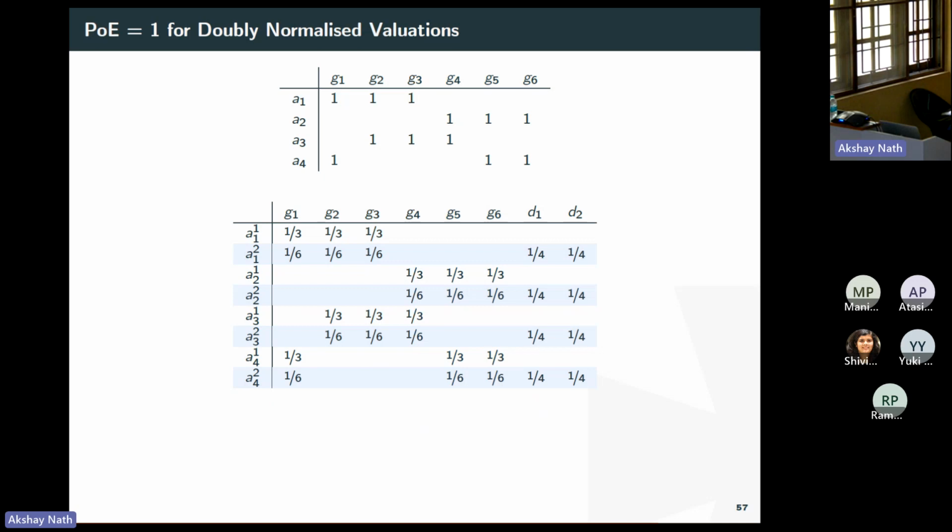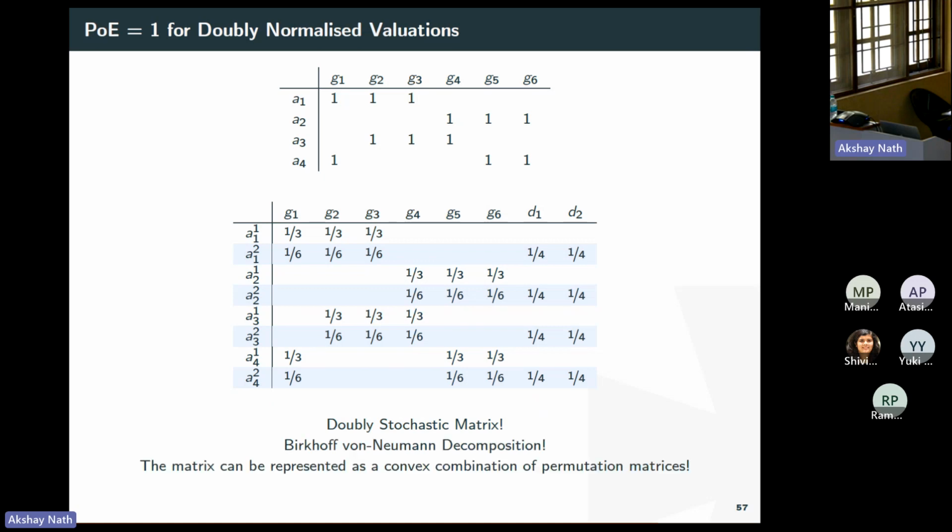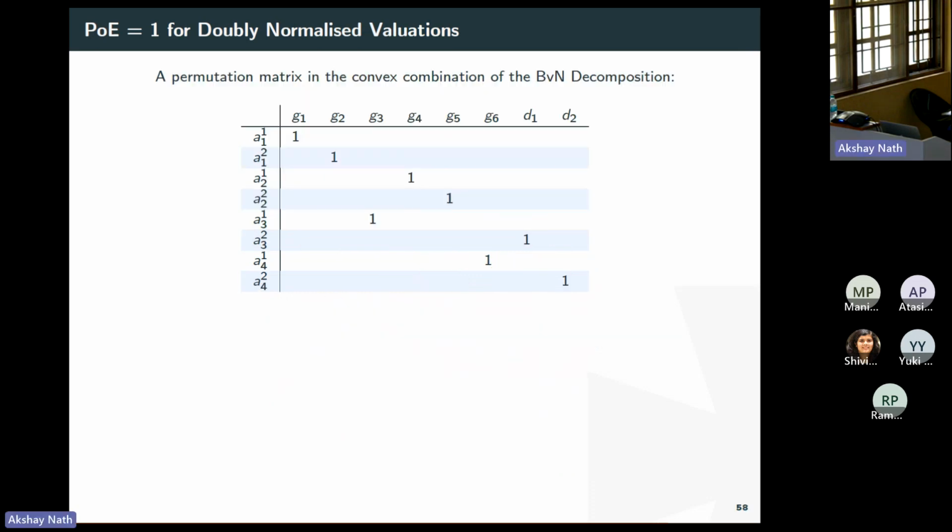Okay, now this matrix is nice. Every row sums up to 1, every column sums up to 1, which is called a doubly stochastic matrix. Now we can use the Birkhoff-von Neumann decomposition and represent this matrix as a convex combination of permutation matrices. By permutation matrices, I just mean that every entry is 0 or 1, and every row and column adds up to 1.